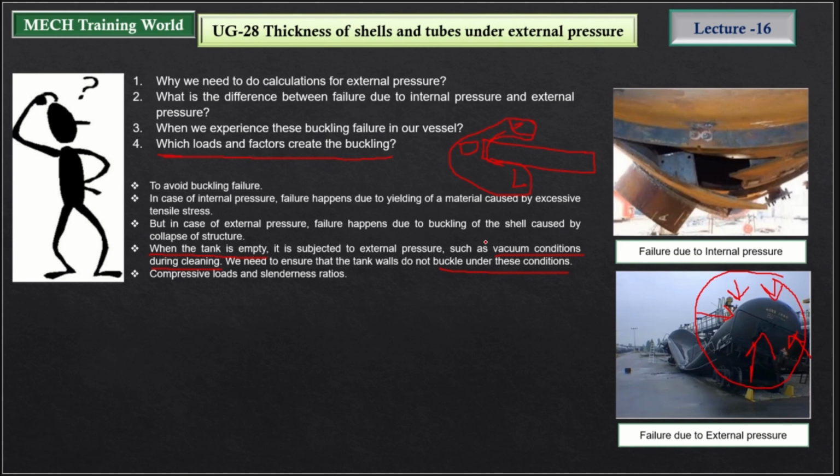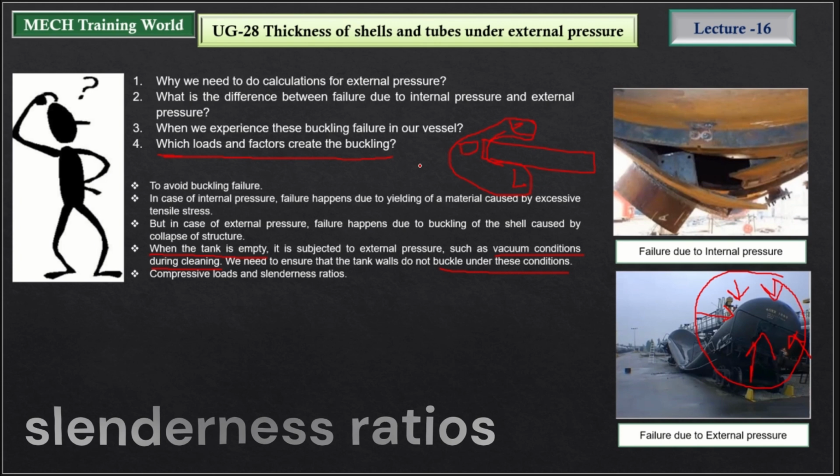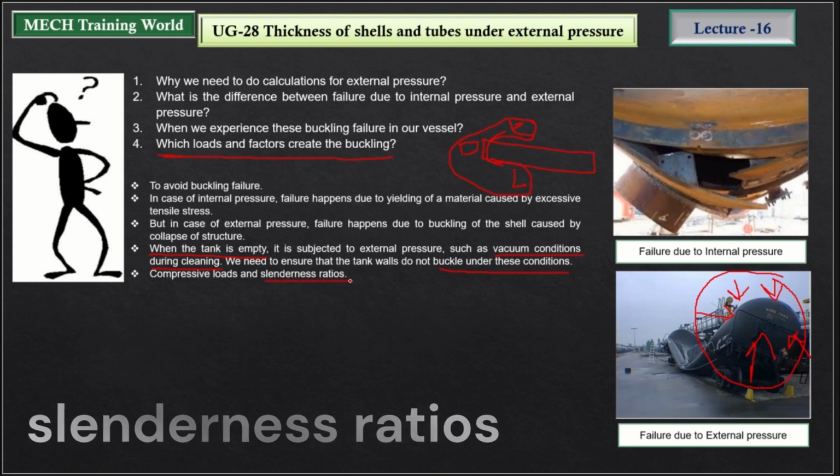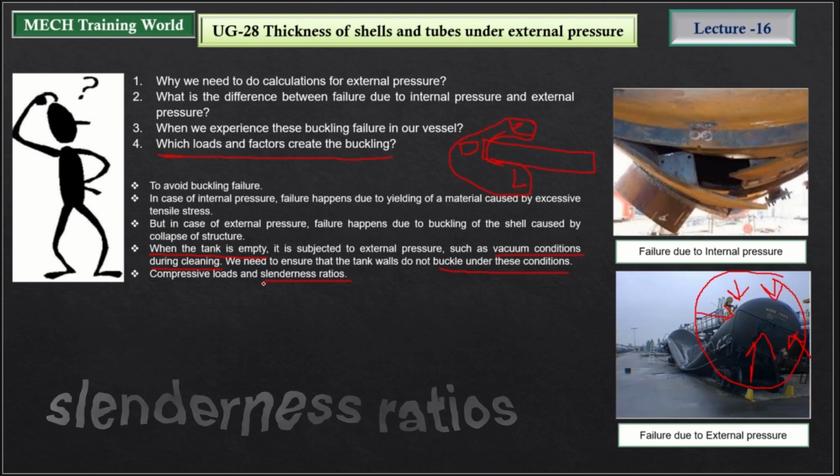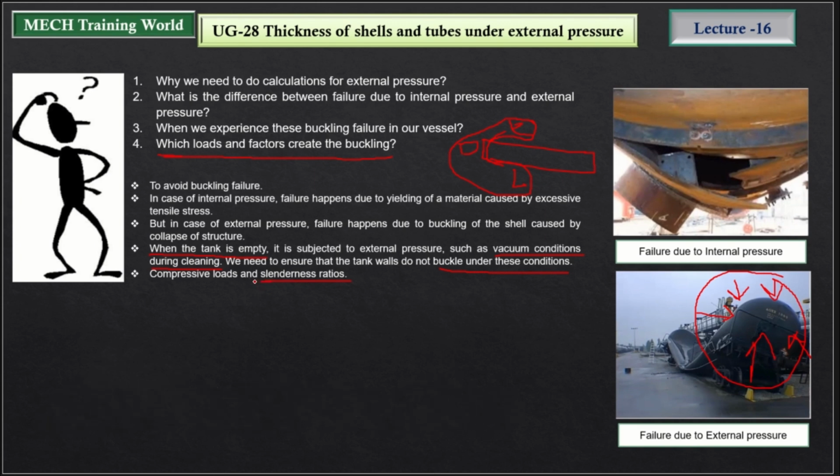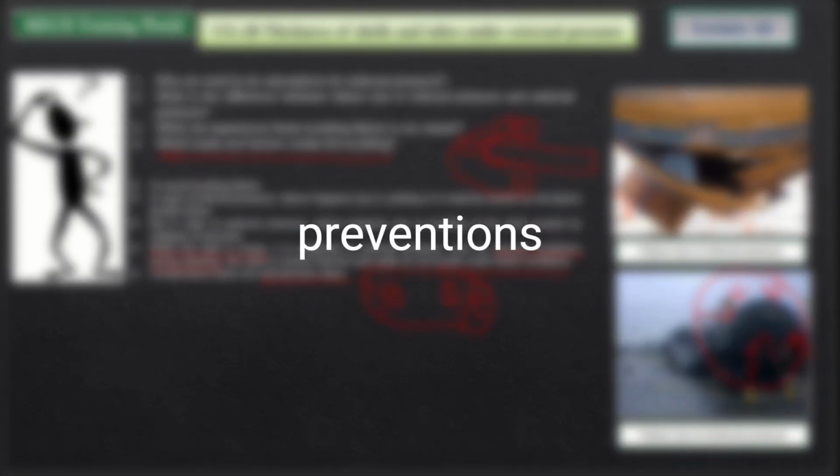We already studied this in engineering, right? L by D ratio, D naught by T ratio, are nothing but slenderness ratios. I hope you already heard this word previously. I think in engineering, in strength of materials, you already calculated this slenderness ratio, that is, L by D ratio or D by T ratio. These two ratios create the buckling, guys. So we need to take care of that. And the next one is, what we need to do to avoid buckling failures.